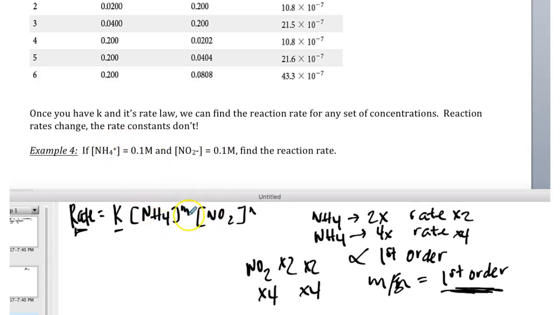We now know M is 1. We now know N is 1. But we have 2 things that are missing, the rate and K. Because K is going to be the same for all of this, we need to solve for K first. So in order to find this, which is what we want, we first need to find this.